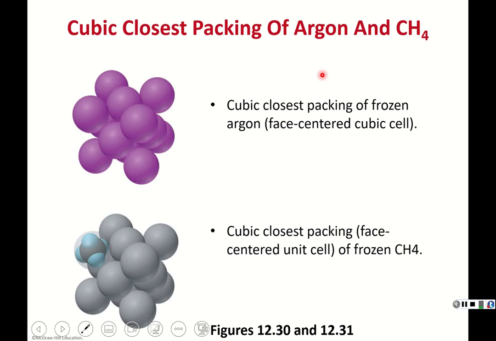We have argon, which would be an atomic crystal, and methane, CH4, which would be a molecular crystal. Okay, and they're both undergoing cubic close packing, or face-centered cubic.